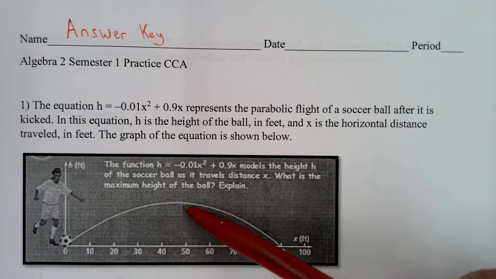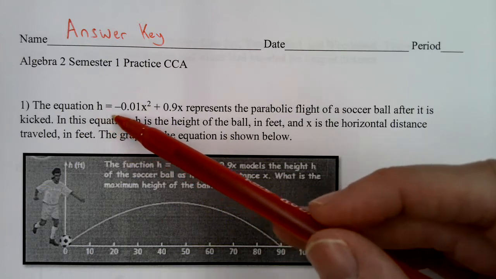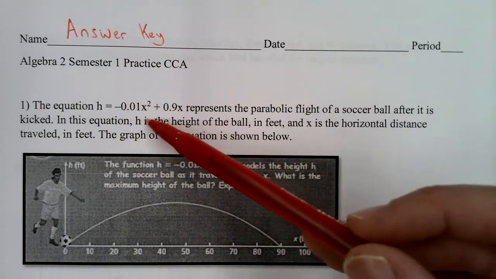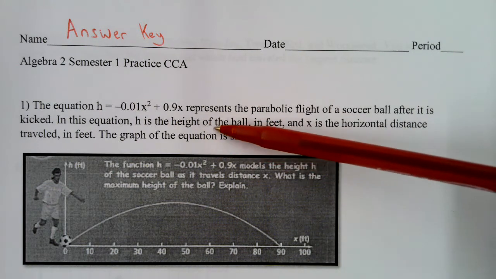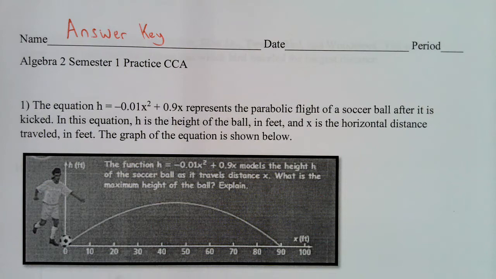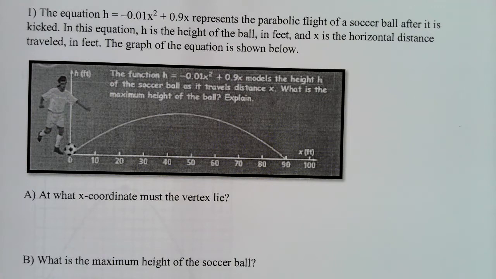The soccer ball is being kicked. The shape of its path is a parabola, and it's modeled by this equation right here: negative 0.01x squared plus 0.9x, where x is the distance traveled in feet, and h is the height of the ball in feet. So part A, at what x coordinate must the vertex lie?